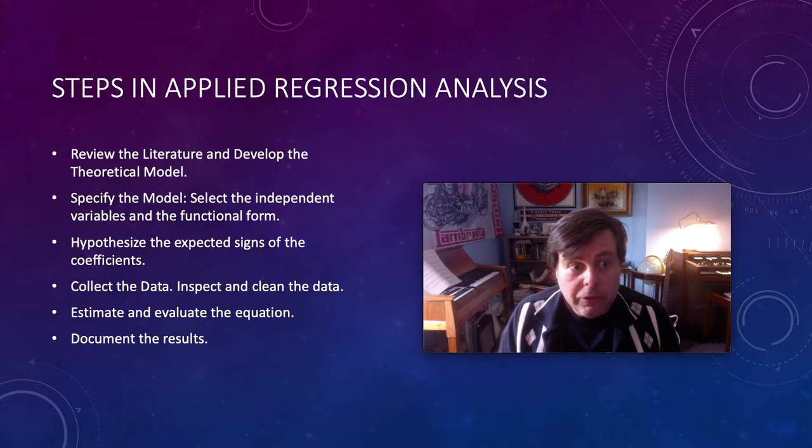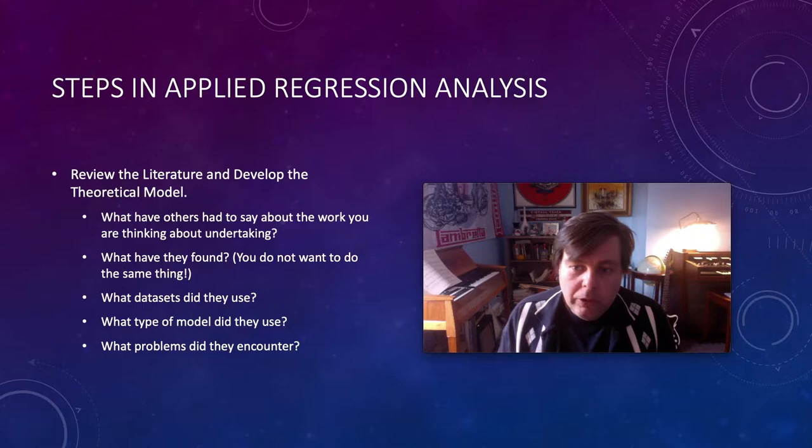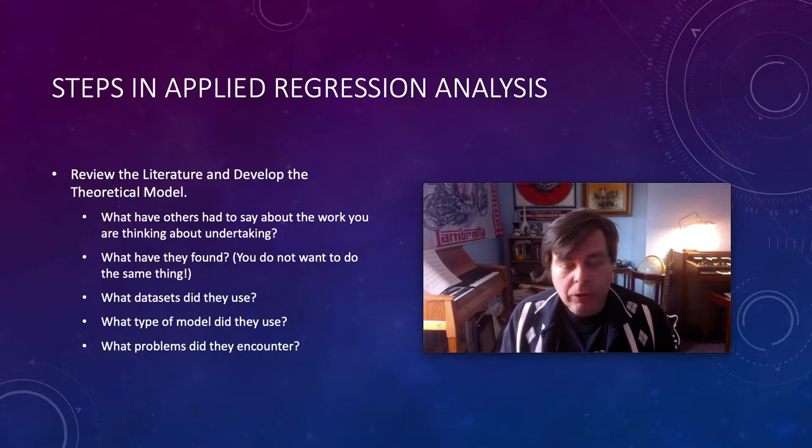The first step in any research project is to review the literature and develop the theoretical model. What we're doing here is looking at what other people have had to say about the research question that we are thinking about undertaking. That's really important because, first off, we don't want to reinvent the wheel. We're asking why does this thing happen, and it turns out somebody already figured that out 10, 15 years ago. Well, there's no need for us to do that.